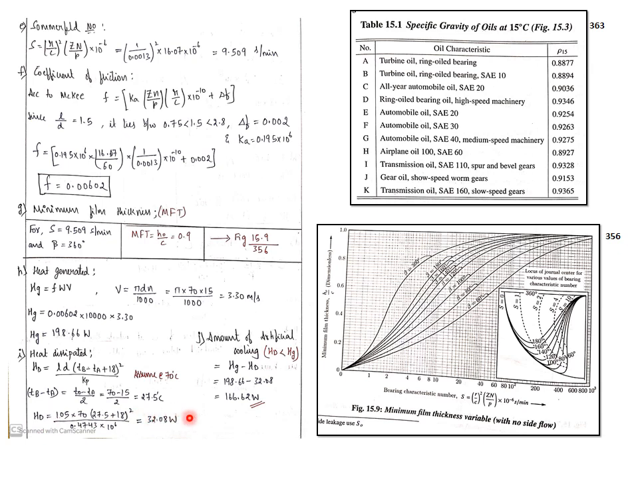Now you have to check whether artificial cooling is required for the bearing or not. Check whether Hg is greater than Hd. If Hg is greater than Hd, artificial cooling is required. If you take the difference of these two, you will get the value. This much amount of artificial cooling is required for the bearing.